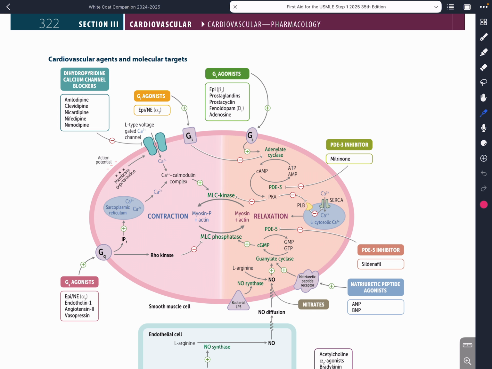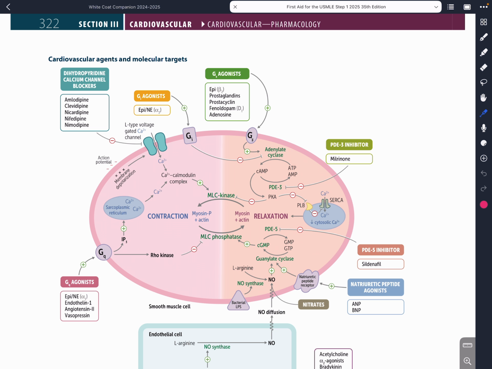Amlodipine, clevidipine, nicardipine, nifedipine, nimodipine. These are the 5 dihydropyridine calcium channel blockers. What are the Gi agonists? Gi agonists are epinephrine and norepinephrine, which act on alpha-2 receptors. They act on Gi, which means that eventually Gi inhibits adenylate cyclase.